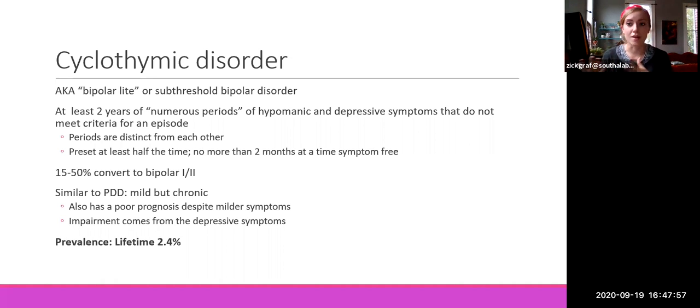And then to meet criteria for bipolar one disorder, they never have to have a depressive episode. They can just keep having those chronic mild depressive symptoms, but they have to have a full-blown manic episode. So the lifetime prevalence of cyclothymic disorder is higher than that of bipolar 1 or 2. We'll talk about their prevalence in another slide, but it's somewhere between 2 and 2.4% of the population have cyclothymic disorder.